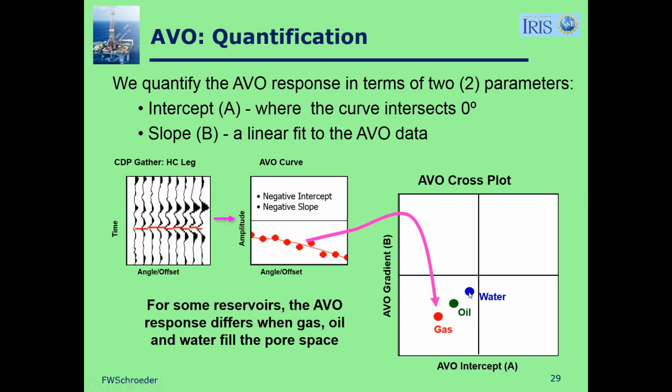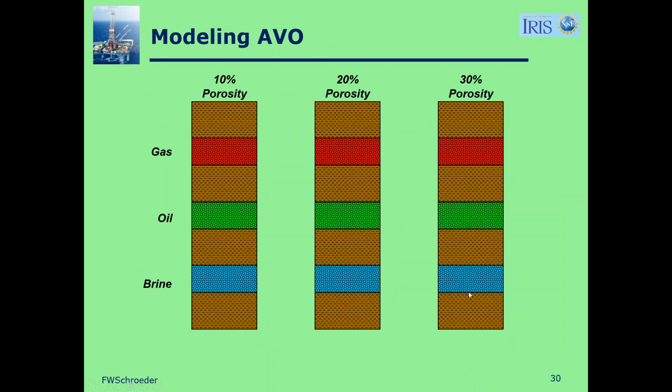And so this is a case where the rock properties are just right that we can get a good detectable AVO response. So we can do modeling. The browns would be shales, and the colors are sands. The red is a gas-filled sand. The green is an oil-filled sand. The blue is a water-filled sand.